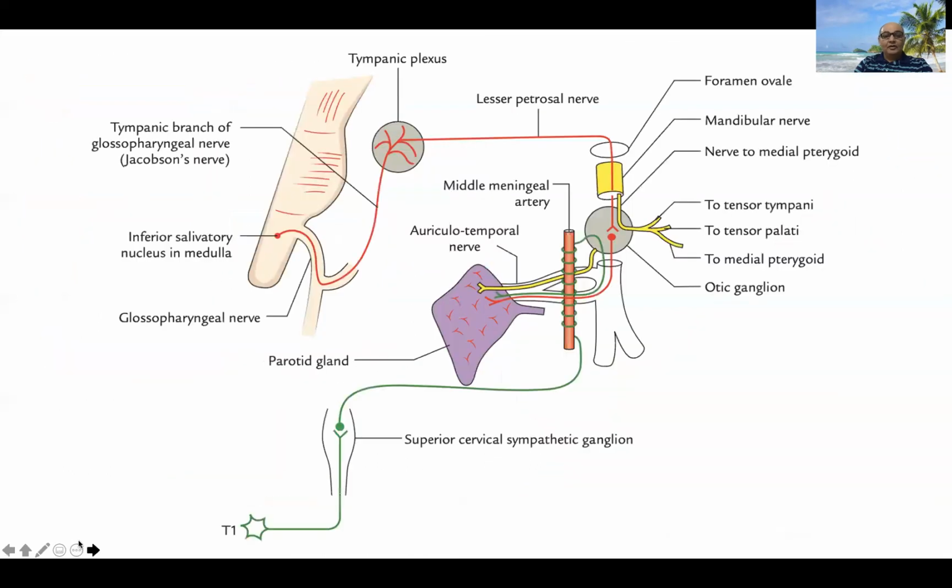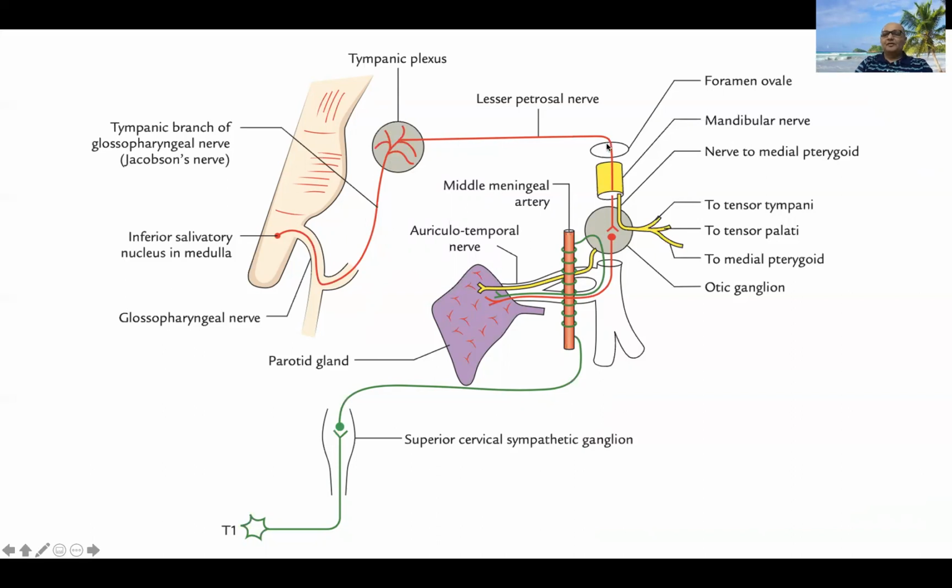So let's now look further. This picture is further explaining how this tympanic plexus is being formed, and who brings this parasympathetic, which is coming from the inferior salivatory nucleus. We talk about the glossopharyngeal nerve. There are names for it. We are not talking about those.